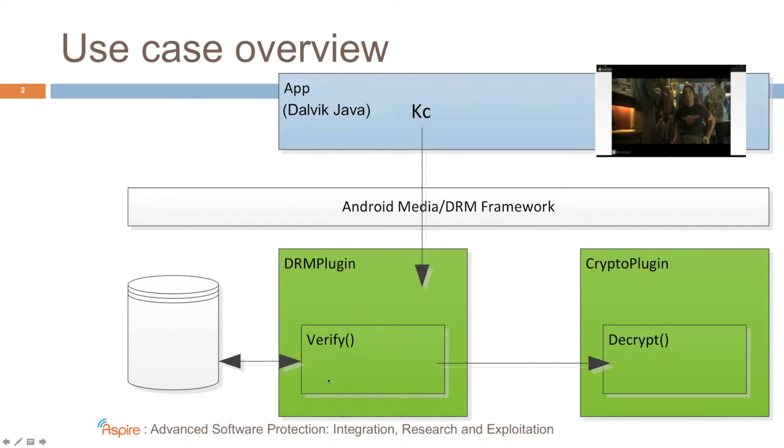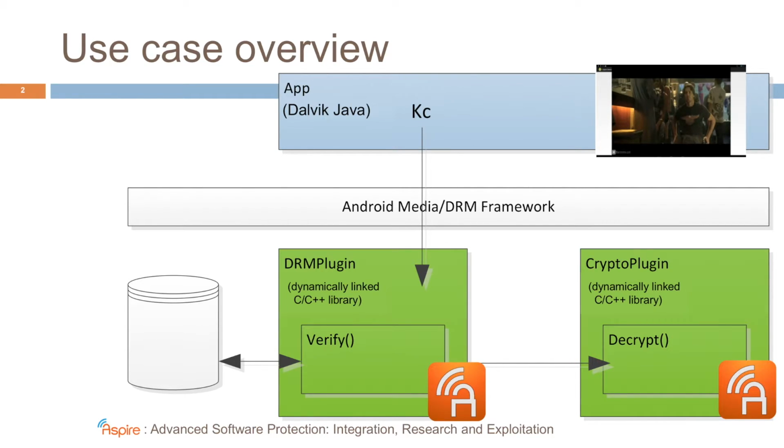So the DRM plugin here is responsible for verifying the correctness of the rights and then for deriving keys from those rights, and the crypto plugin is actually responsible for decrypting the movies and for providing other facilities to the DRM plugin. Both of these plugins are actually dynamically linked C++ libraries that will be loaded into the media server and DRM server processes that run as daemons on an Android device. And in this project, the goal is to deploy the Aspire protections on these two plugins.